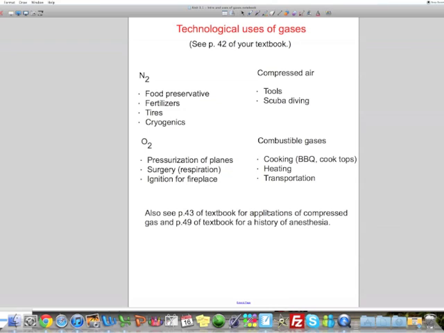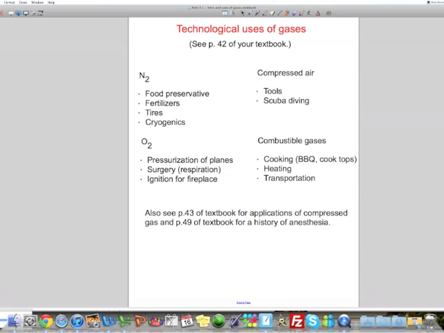So again, if you want to see other applications of compressed gases, other than just a nail gun, you can go to page 43 of your textbook and read that. And on page 49, you'll find a history of anesthesia if you are interested. Again, these pages are not mandatory, it's just for your own personal knowledge.